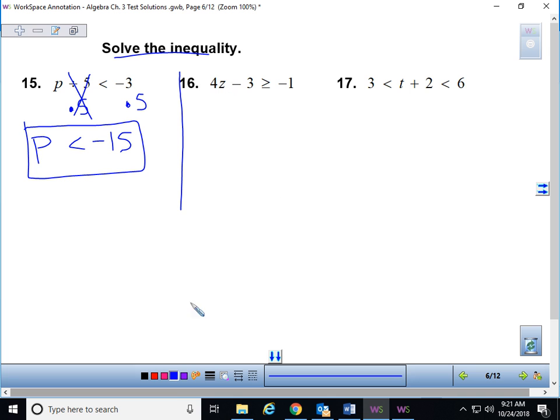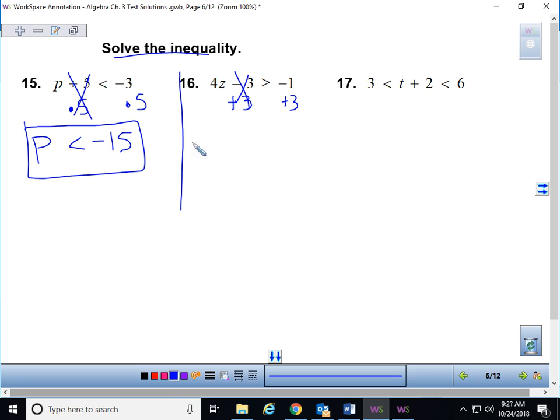16, this is more of a two-step inequality, so we have to think of it like an equation. To solve two-step equations, we undo addition and subtraction first, and then we move to undoing multiplication and division. So my 4z can't move right now. We have to undo subtraction. Undoing subtraction, we use addition. So we're going to add 3 to both sides.